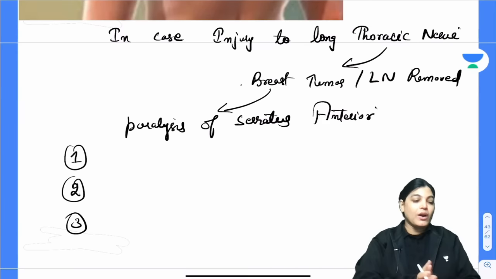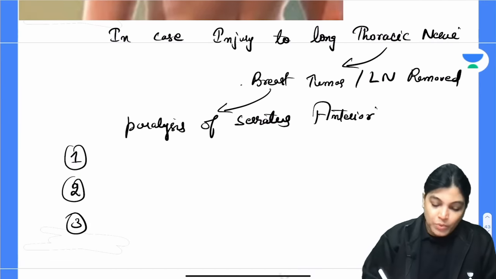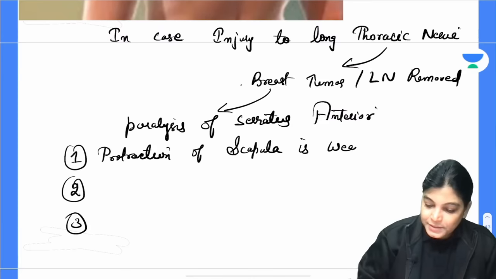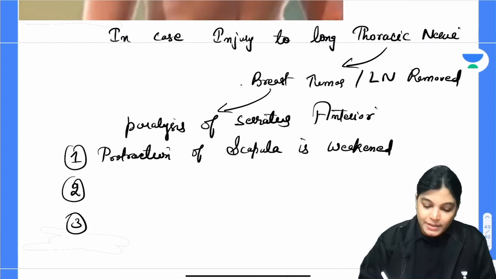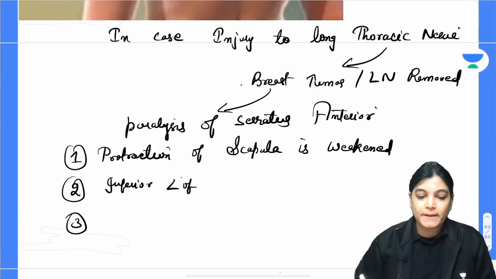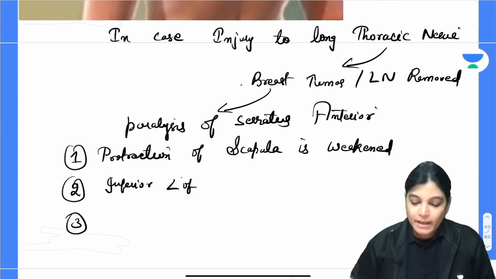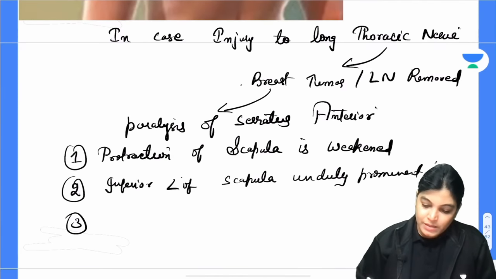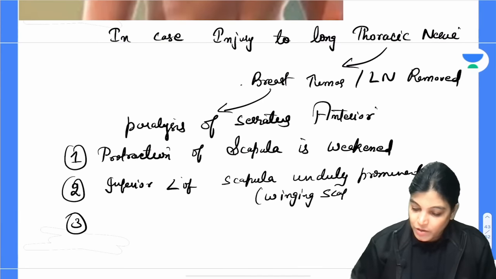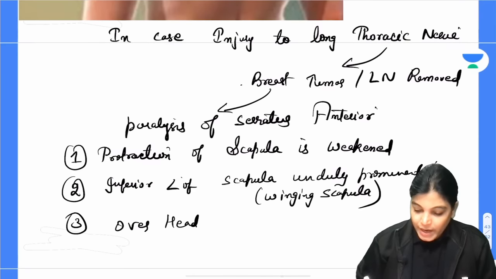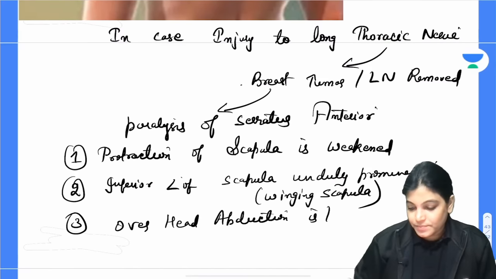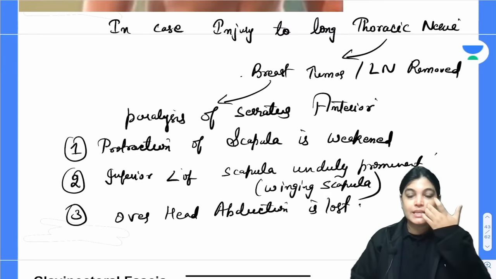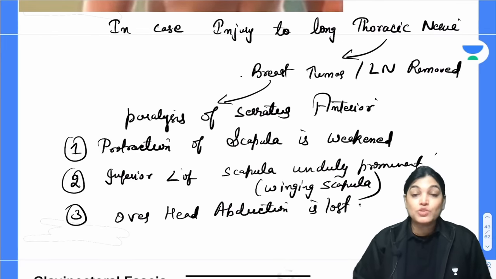Just opposite to action. So what will happen now? The resultant will be just opposite to action, that means protraction of scapula is weakened. Other than that, inferior angle of scapula is also unduly prominent, leading to a condition called winging of scapula. Overhead abduction is lost. Got it? These are the clinical resultants of injury of long thoracic nerve. These are the presentations of the patient which will be seen in case of injury to long thoracic nerve.